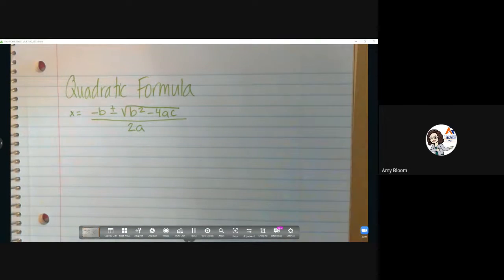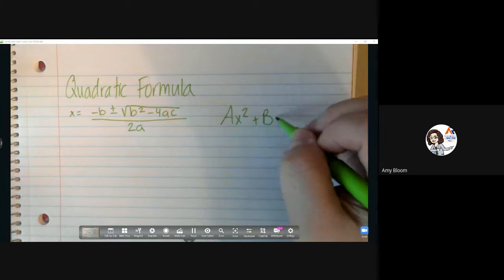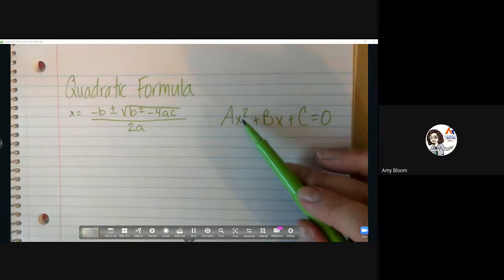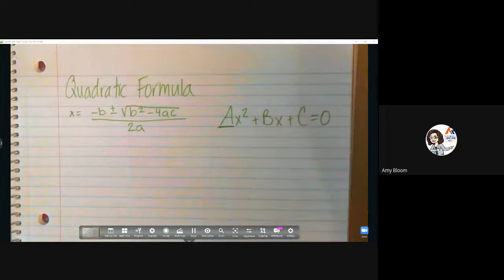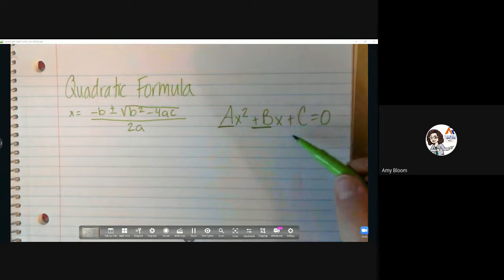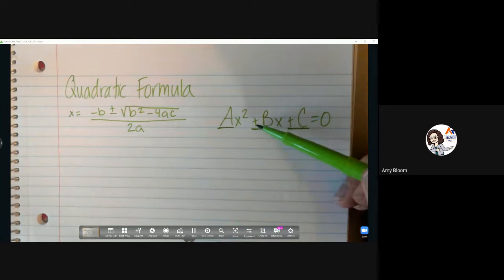In a standard equation, what you're going to see is ax squared plus bx plus c equals 0. Now, the x's might be other variables. They might be m's, b's, v's, d's or w's. But basically, anything in front of the x squared is going to be your a. Anything in front of the x is going to be your b. And anything that's just a number is going to be your c. Now you have to be careful because these might be negative. So if this was minus bx, then your b would be negative.